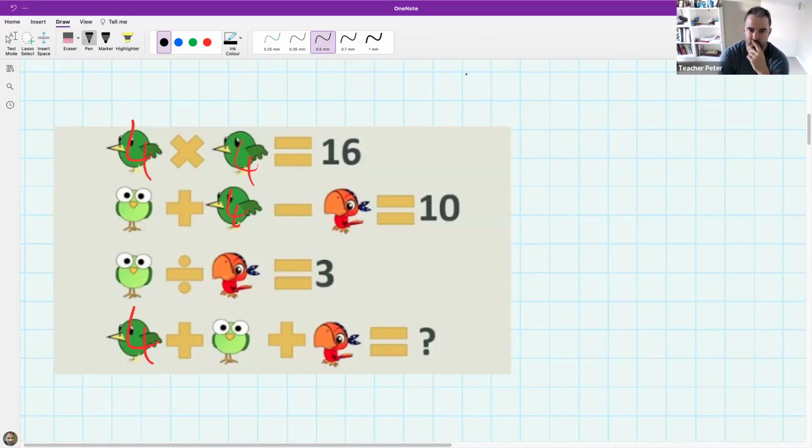Now, what is the next one going to be? It's a bit of a tricky one because it's got to be something divided by something is 3. And then that same something plus 4 minus that. Yeah, like we need to somehow work out what the green and the orange bird are.